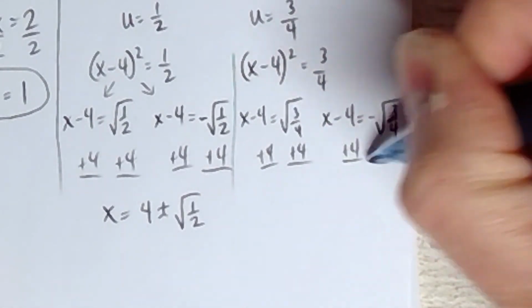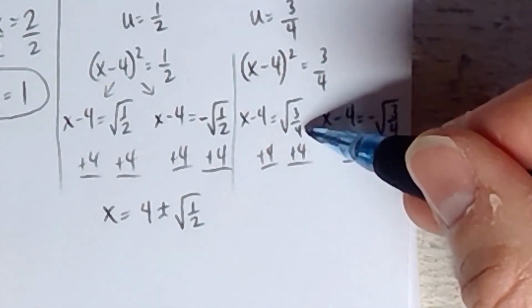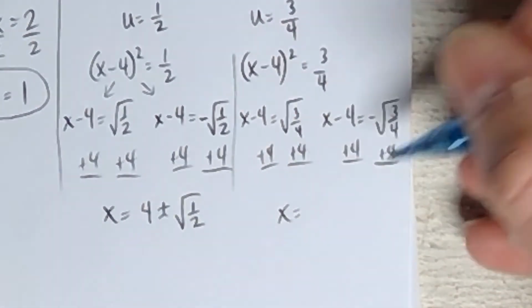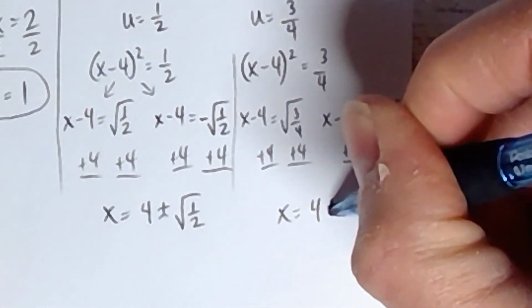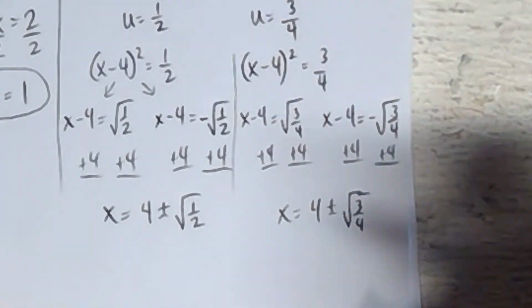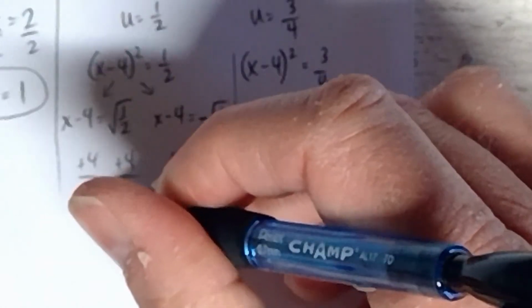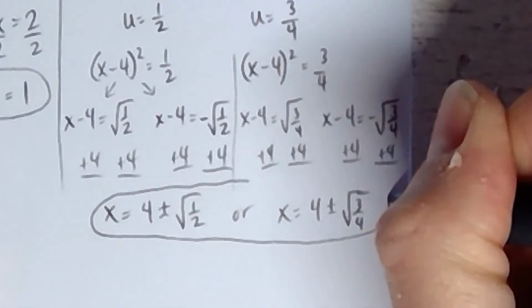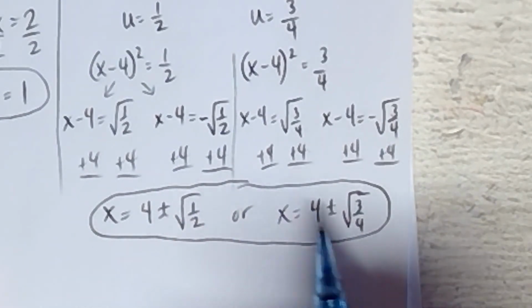And we get what here? We get 4 plus the radical, and we get 4 minus that same radical, and so that comes out to 4 plus or minus the square root of 3/4. And so that's actually a total of 4 answers there. Because remember, when you have a plus or minus, that's 2 answers by itself. So there are 2 answers here, and 2 more answers here, for a total of 4.